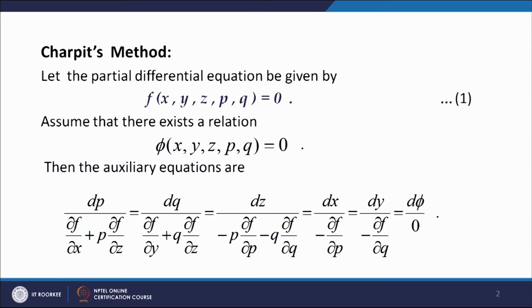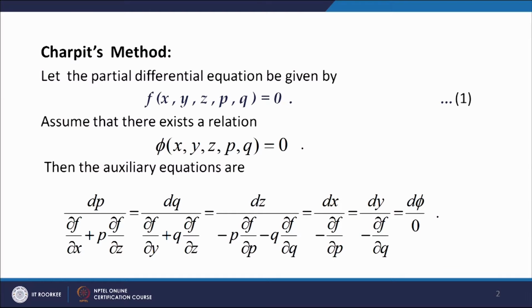Now from these equations we try to find the simplest relation which will give us the value of p and q, and thereby by using the equation f(x, y, z, p, q) equal to 0, we shall be determining the value of the other variable, that is q or p. Now once p and q are known, we shall be able to determine the complete integral. So let us see how we apply this method.